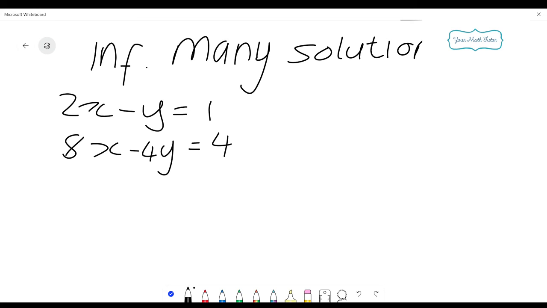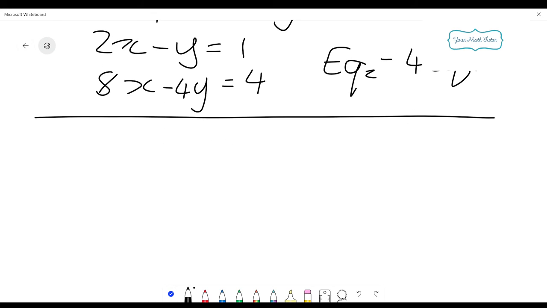In this case, we're going to have equation 2 minus 4 times equation 1. The system will look like this now. We're going to have 2x minus y equals 1. And then we say 8x minus 4 times 2x gives us 0. And then negative 4y minus 4 times negative y gives us 0. And that is equal to 4 minus 4 times 1. That also gives us 0.